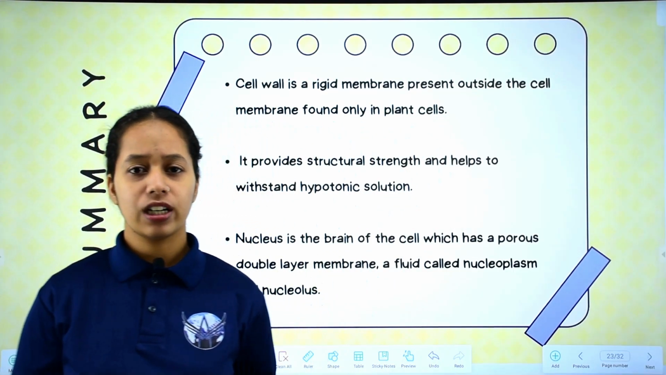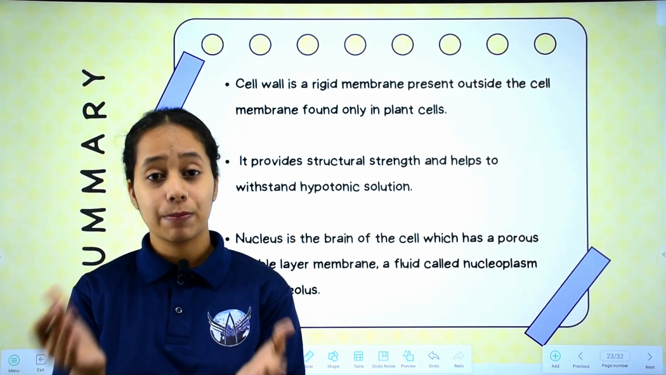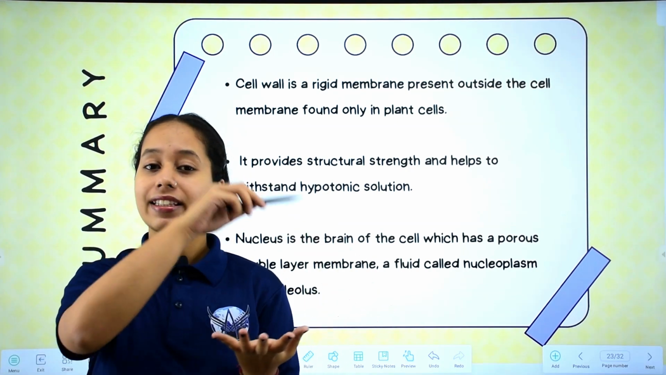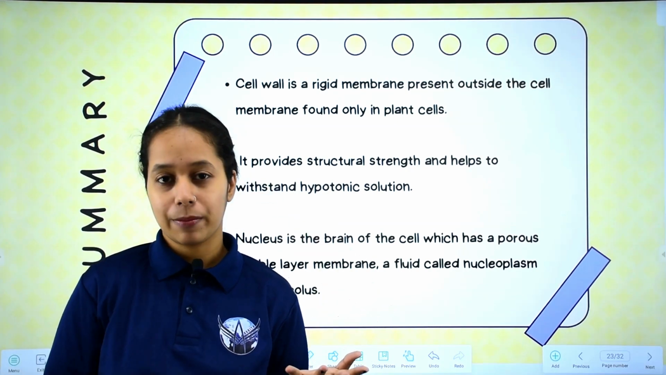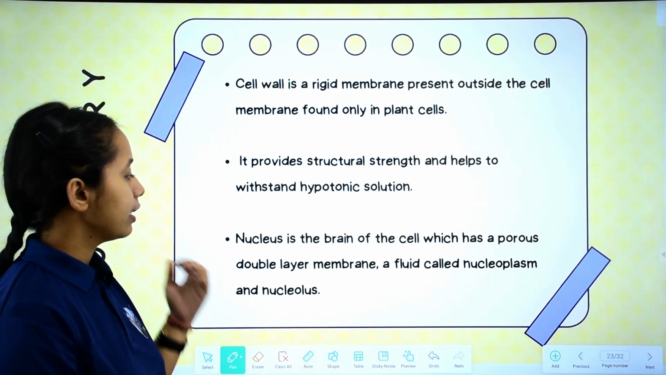So what is a cell wall? First of all, cell wall is only and only present in plant cell. It is absent in animal cell. It is a rigid membrane present outside the cell membrane or the plasma membrane, and it is made up of cellulose. Then we studied about the nucleus.